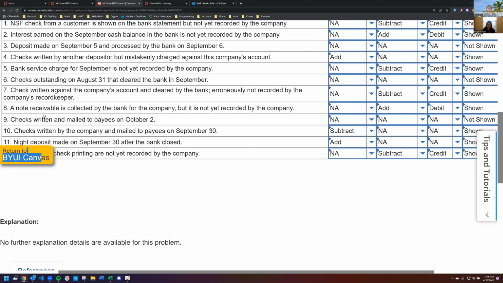Okay. Checks written and mailed to employees on October 2nd. Oh, tricky. So what's our date for the reconciliation? September 30th. Anything after September 30th, you ignore. It shouldn't be on your balance for the books through September 30th. So this should be an NA all the way across.